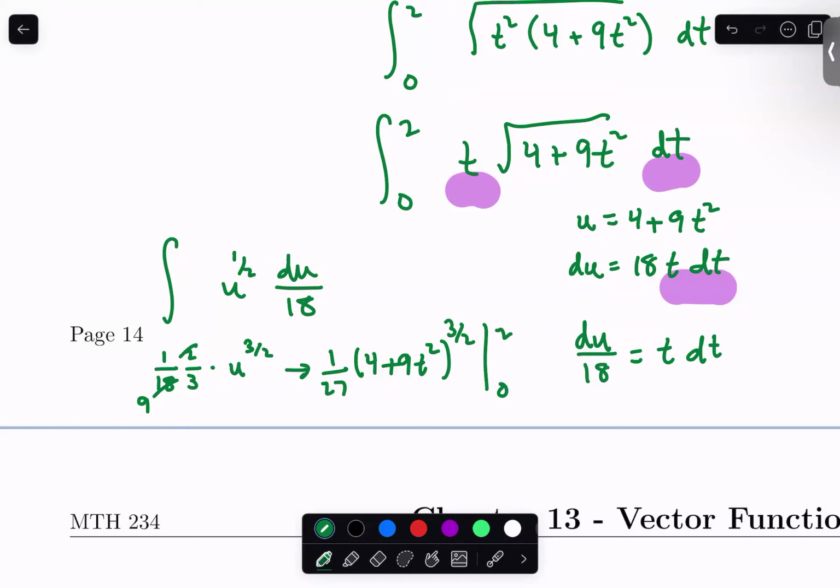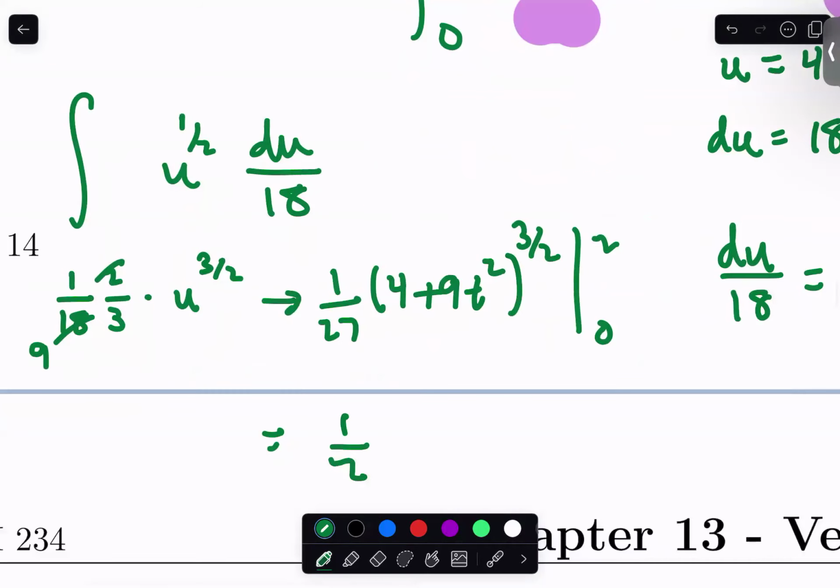So now we have successfully integrated thanks to u substitution. So let's go ahead and plug in and find our final answer. We have this 1/27th again along for the ride here. When I plug in 2, 2 squared is 4, times the 9 is 36, plus another 4 is 40, raised to the 3/2. And then when I plug in 0, I get 0 plus 4. So I get 4 raised to the 3/2.